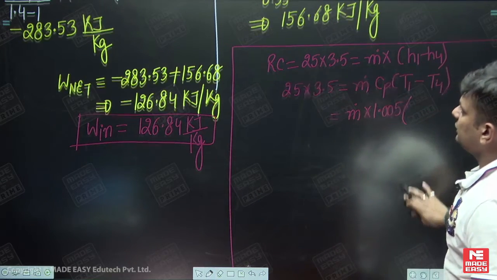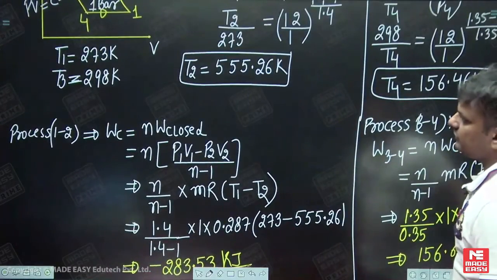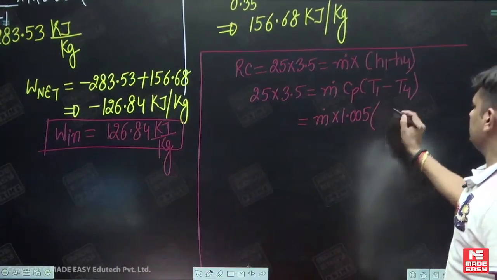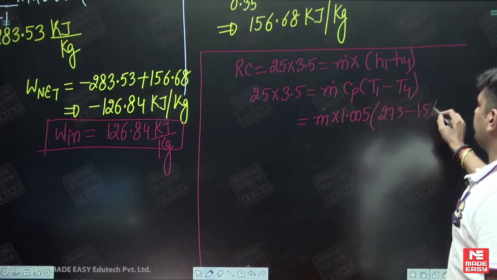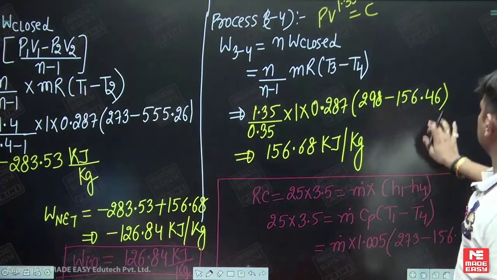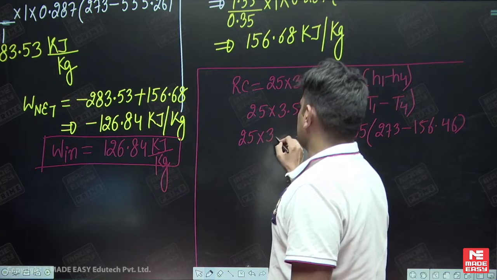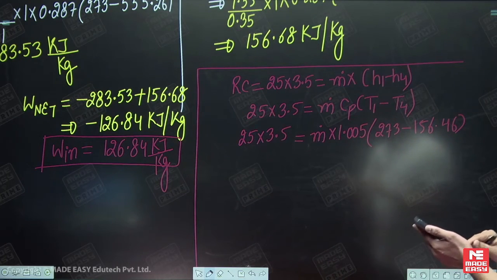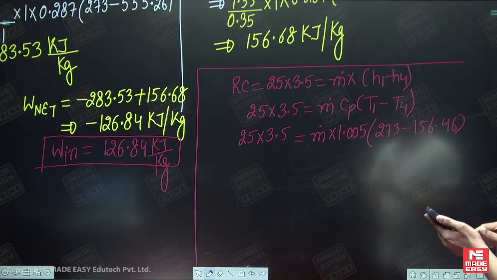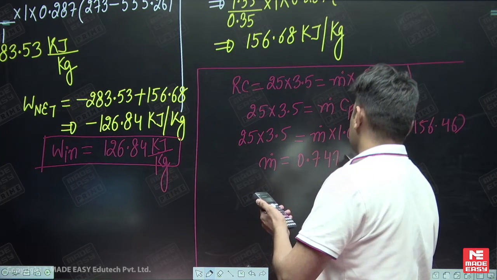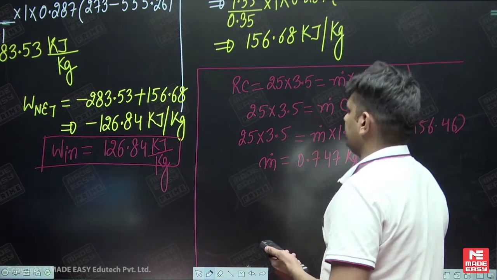So the mass flow rate into 1.005. Okay, T1 is how much? 273, and T4 is 156.46. Okay, so 25 into 3.5 equals 1.005 into 273 minus 156.46, inverse into 25 into 3.5, so it is coming out as 0.747 kg per second.